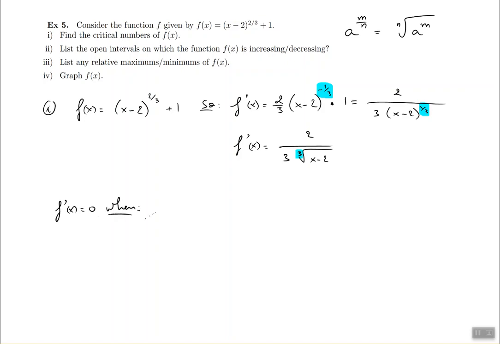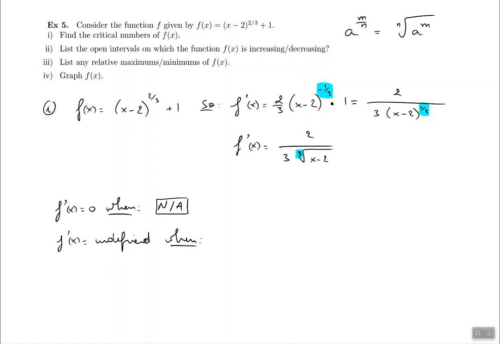And for this problem, the derivative can never ever be equal to 0. For a fraction to be 0, the top needs to be 0. And in this case, the top of the fraction is 2, and that can never change. It's always going to be a 2 no matter what. So the derivative can never be equal to 0. However, can the derivative be undefined? Can f prime of x be undefined? And in this case, the answer is yes, it can be undefined.